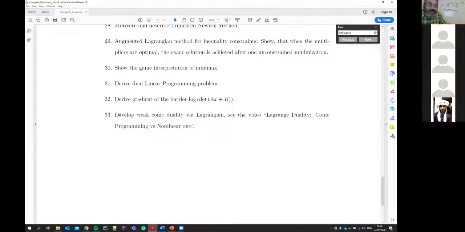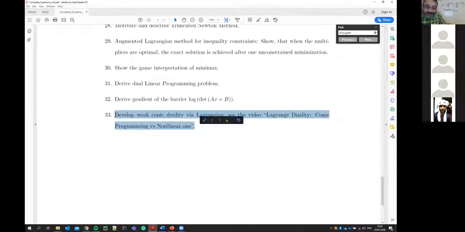I don't remember how long it is. It's like 15 minutes or. Yes. So I'm just mentioning that I think it's important because you don't say here we have some weak conic duality, linear functions, Lagrangian. So I don't know, like here we use.